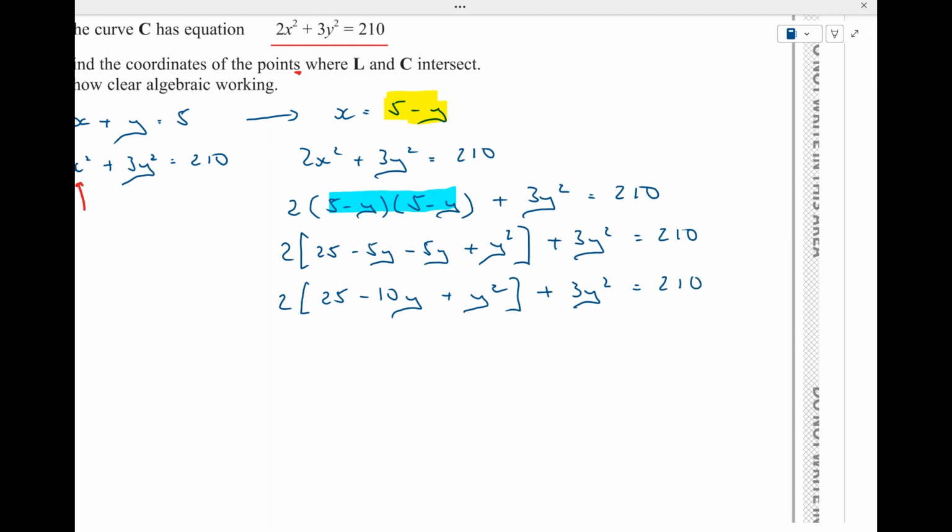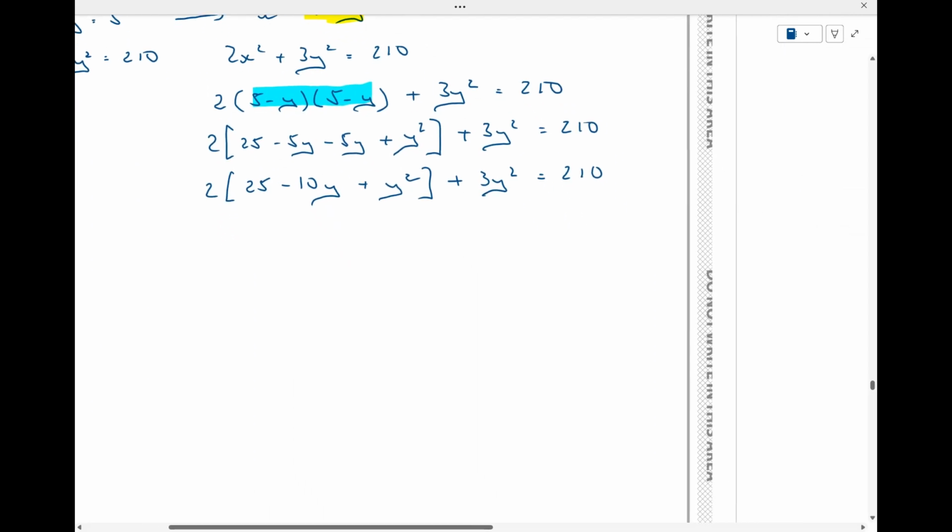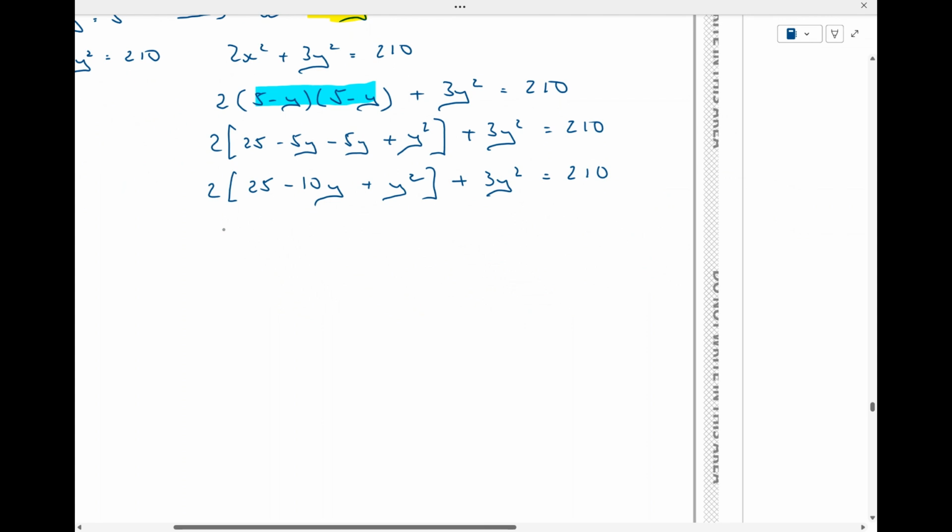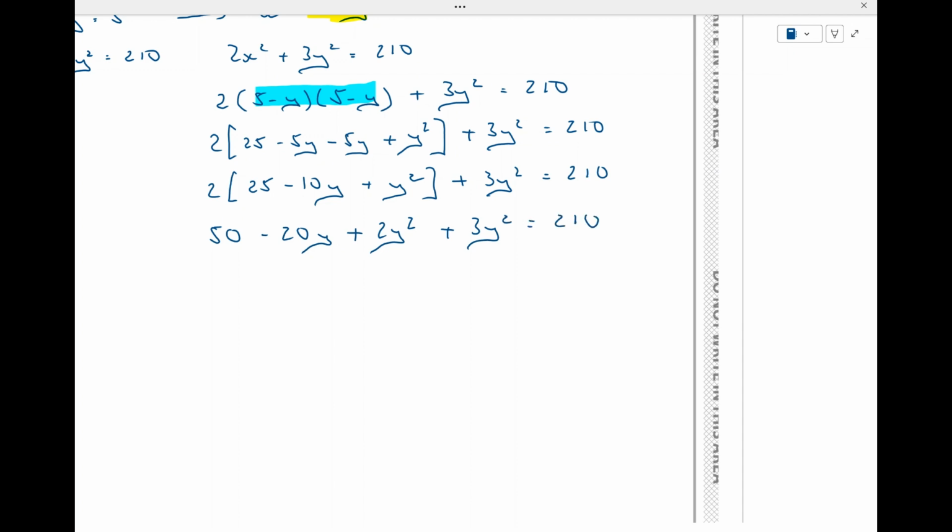This is just about doing one step at a time, and not messing up your algebra. I'm multiplying out this square bracket now. Generally, the minute I say don't mess up your algebra, I make an algebraic error. I'm okay so far. Right, let's tidy up the left-hand side. I've got 5y squared minus 20y plus 50 equals 210.